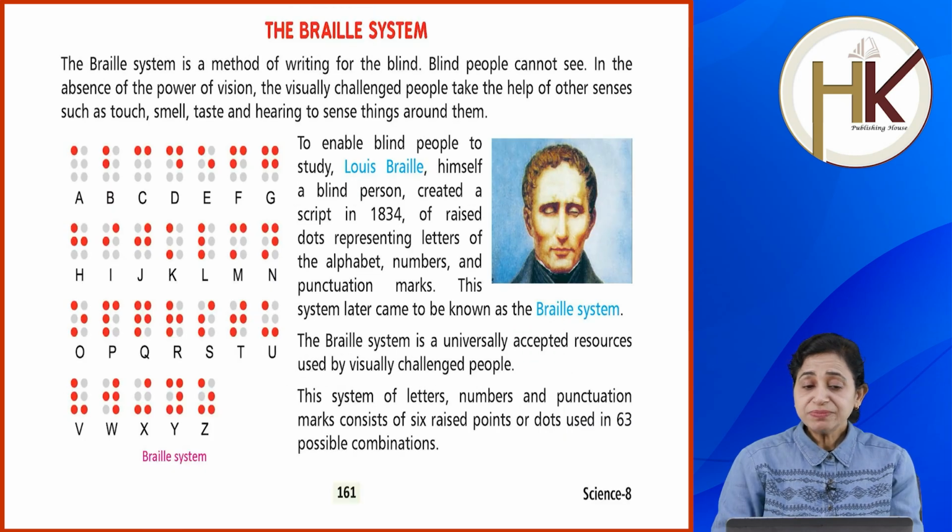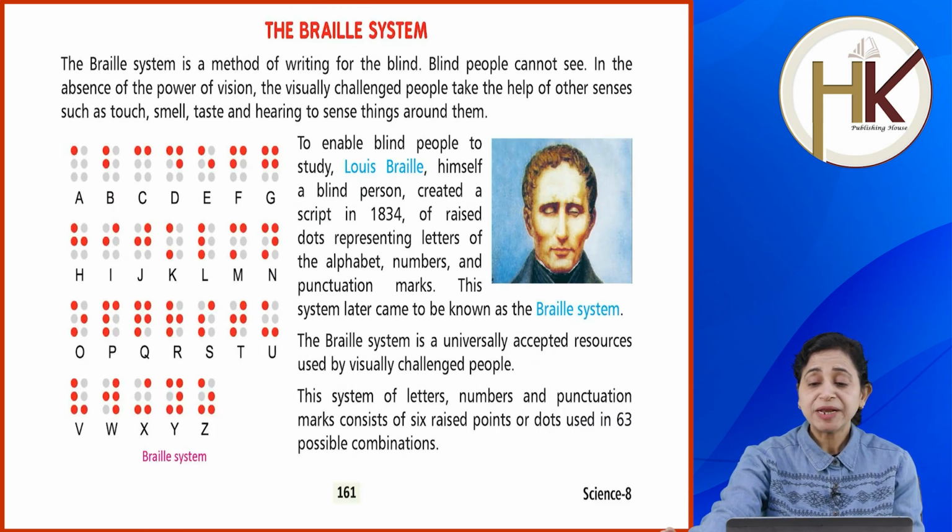The Braille system. The Braille system is a method of writing for the blind. Blind people cannot see in the absence of the power of vision. The visually challenged people take the help of other senses such as touch, smell, taste and hearing to sense things around them. To enable blind people to study, Louis Braille, himself a blind person, created a script in 1834 of raised dots representing letters of the alphabet, numbers and punctuation marks.